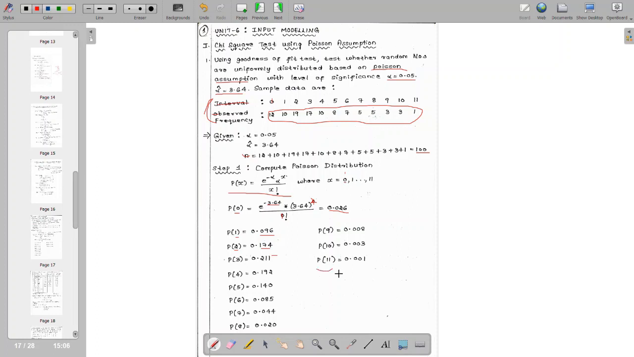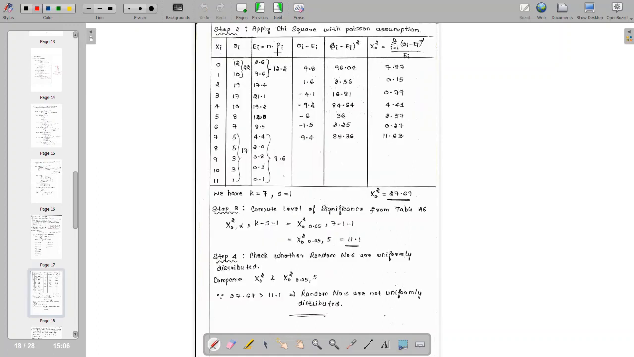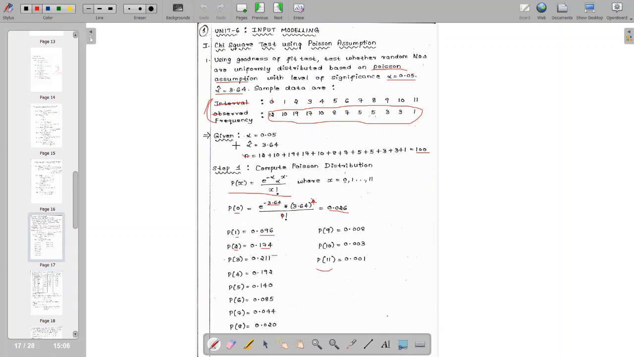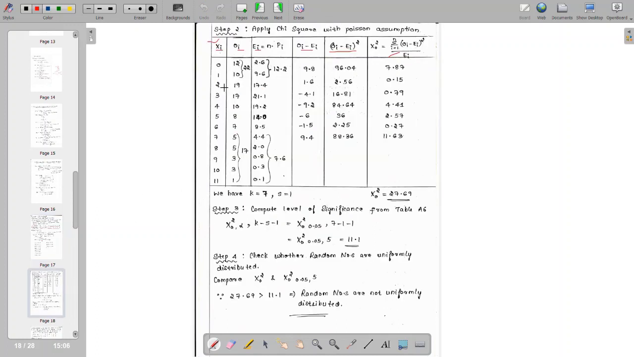Once the Poisson distribution is found, we go to the second step, finding the expected frequency. First plot the table based on the chi-square equation. So xi is given in the question, and oi is given in the question. Now we need to find ei, oi minus ei, oi minus ei power of 2, and the chi-square test. So write down whatever values are given in the question, interval and observation.